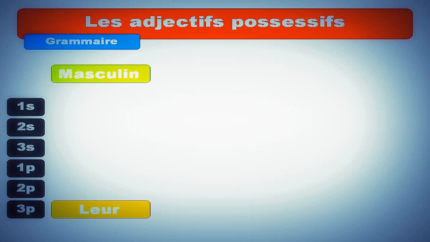Alright, so we've got mon, ton, son, so keep in mind that everything is in your nose. And then notre, open, this O is not that closed, it's quite open. Notre, votre, and then leur. This EU is leur, okay.